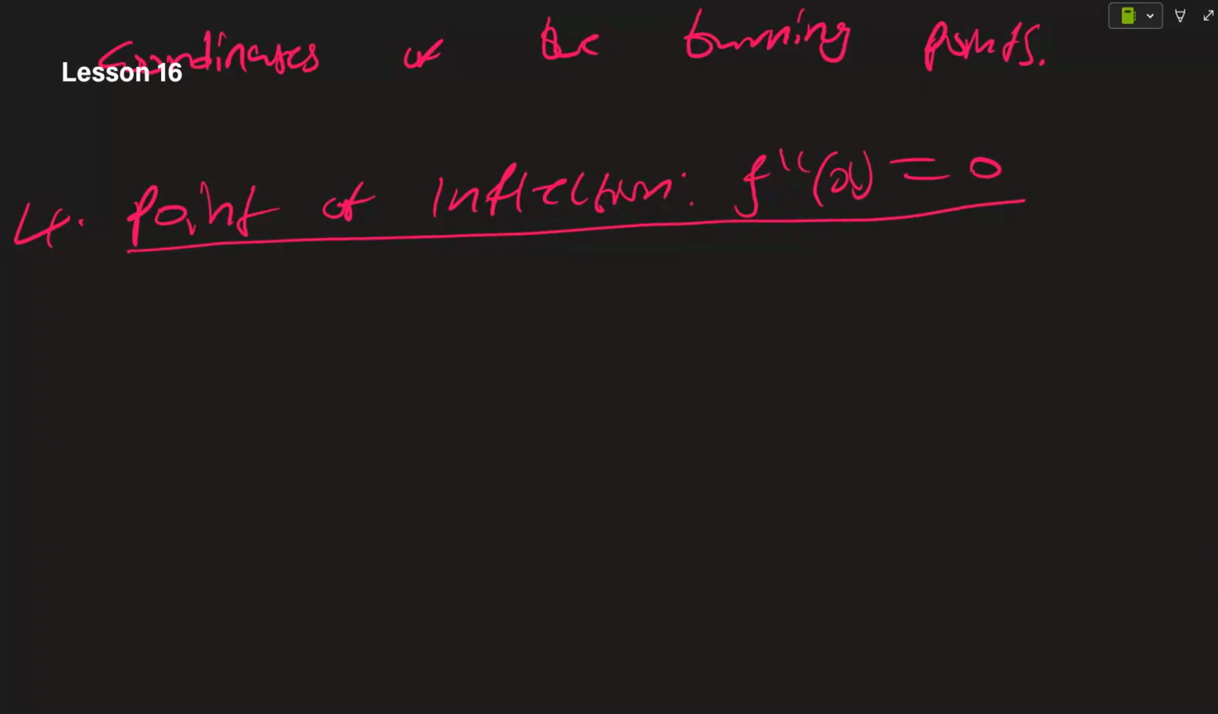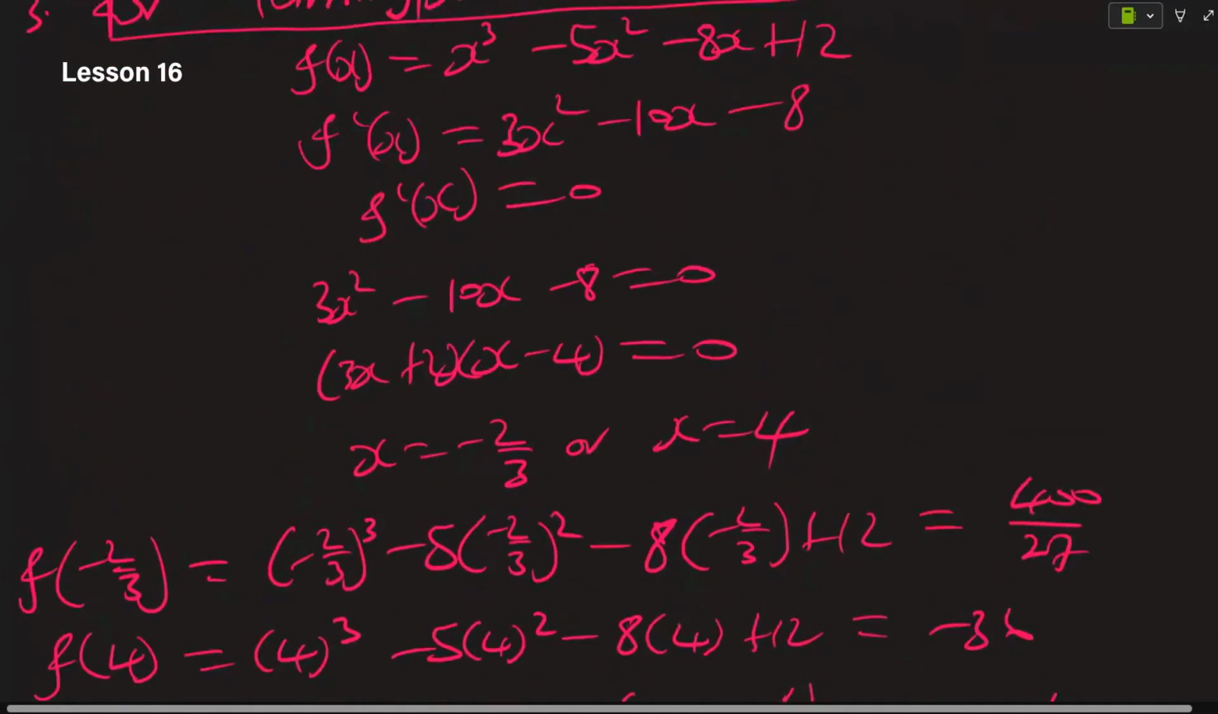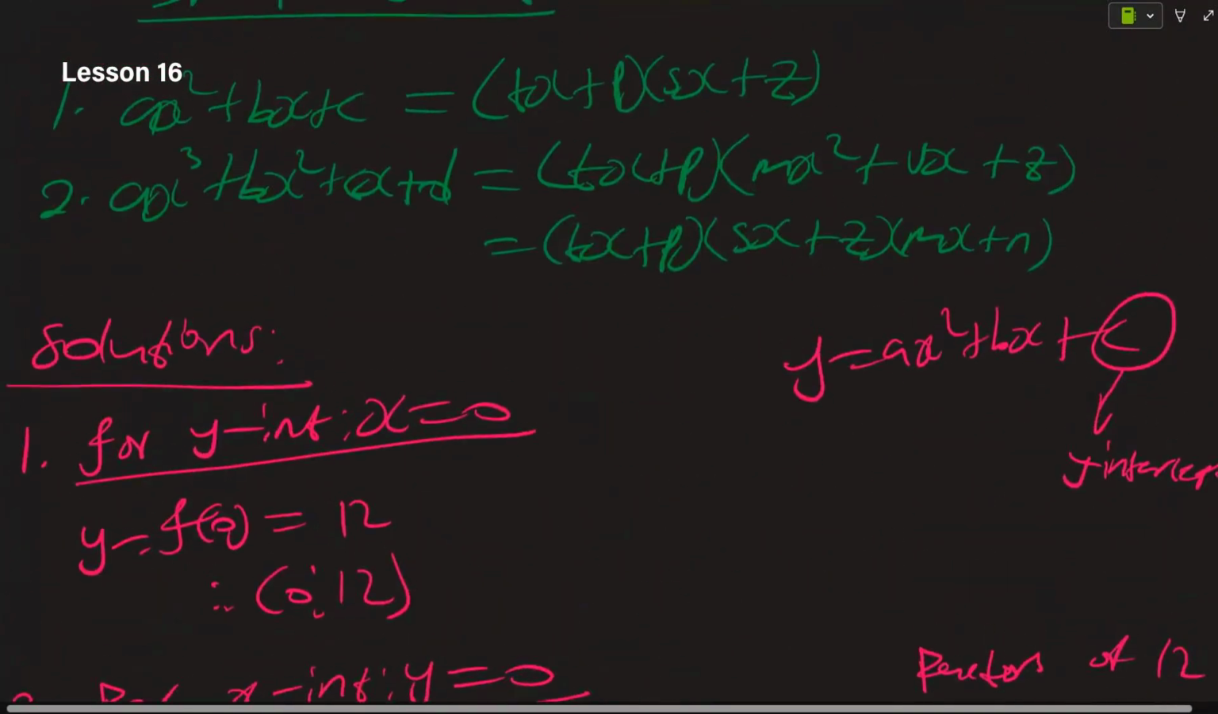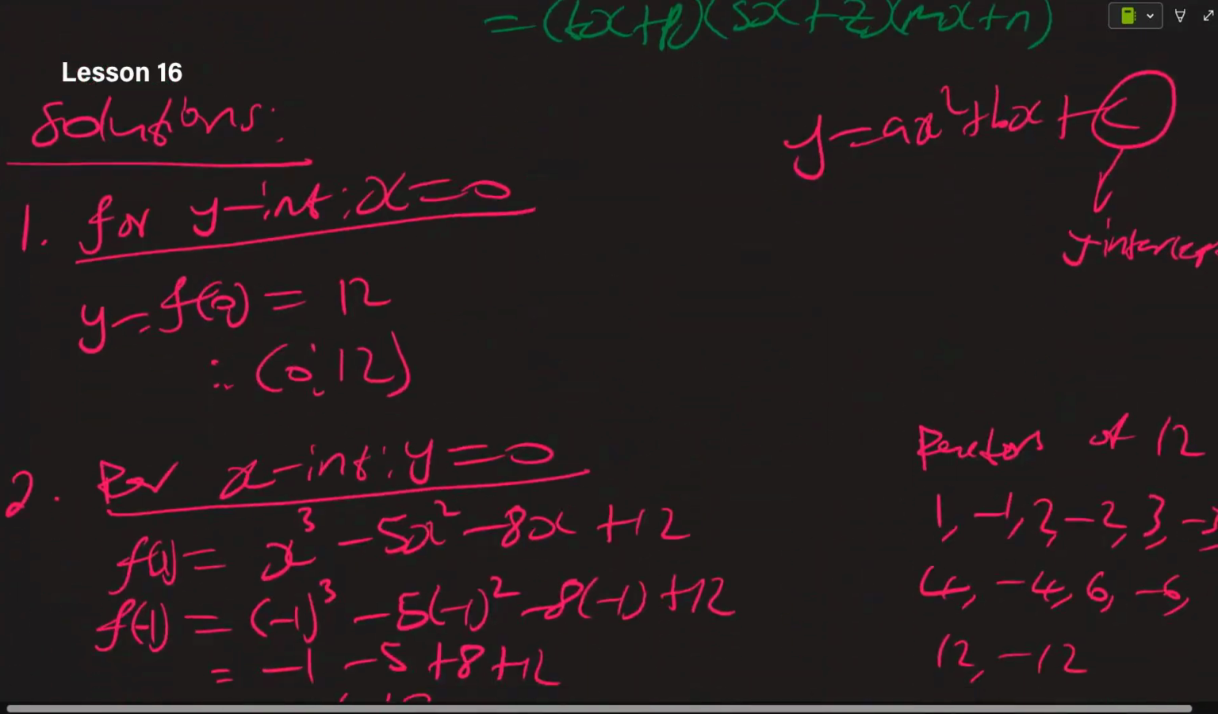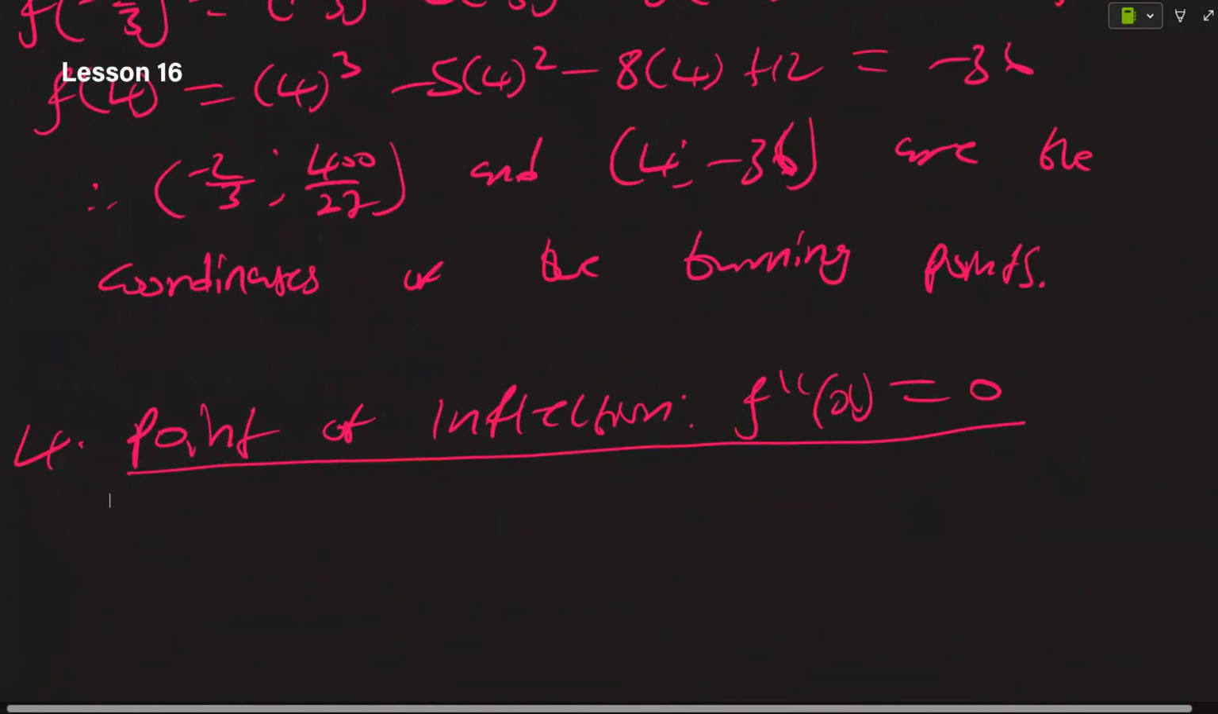So now I will explain the point of inflection when answering number 5 and 6. Basically, the point of inflection is telling us about the concavity of the graph, whether the graph is concave up or concave down. So that means now we have to differentiate the derivative of the derivative.